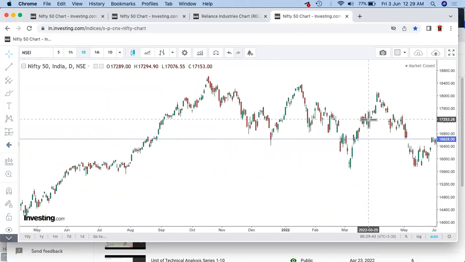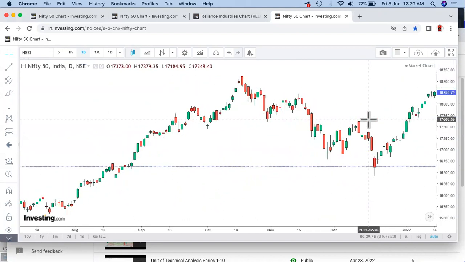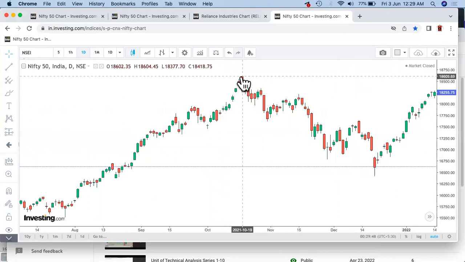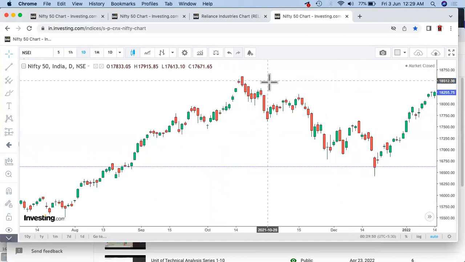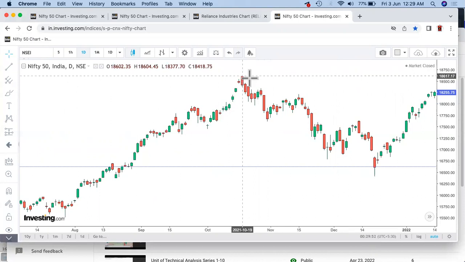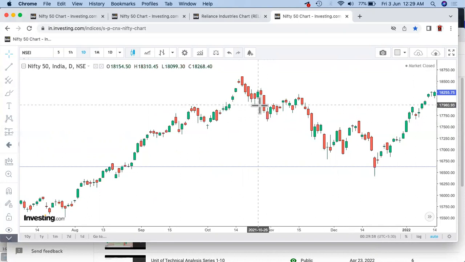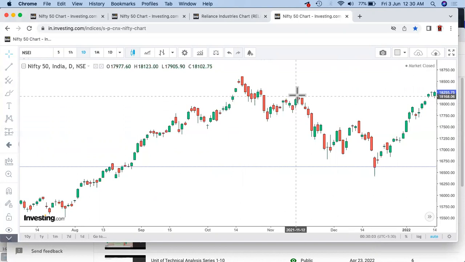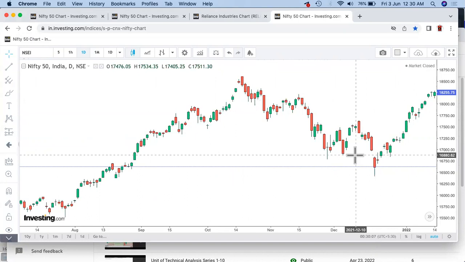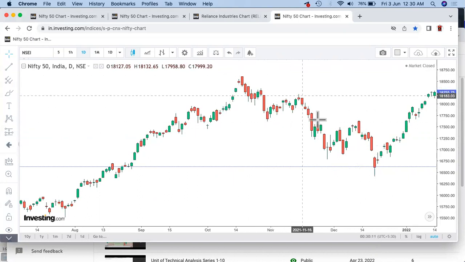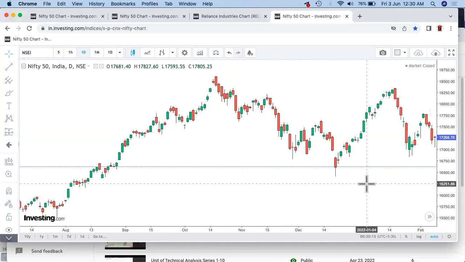What happens in a downtrend is you see patterns like a high, then a low, then we have a high which is lower than the previous high. So this is called a lower high. Again, we get a lower low because this low is lower than the previous low. So this is lower high, lower low, lower high, lower low, lower high, lower low. This kind of pattern is called a downtrend pattern, where the price continuously keeps on moving in a downward direction.